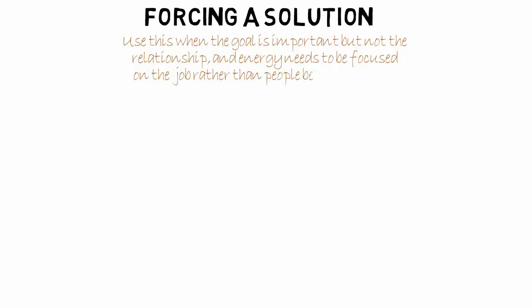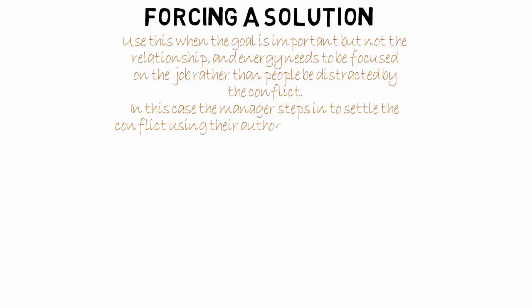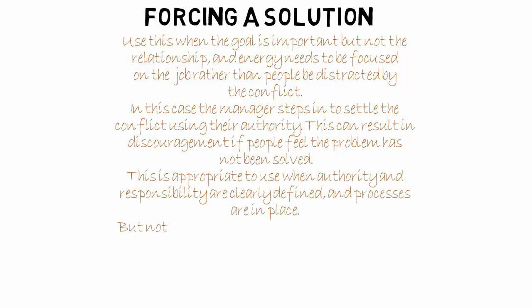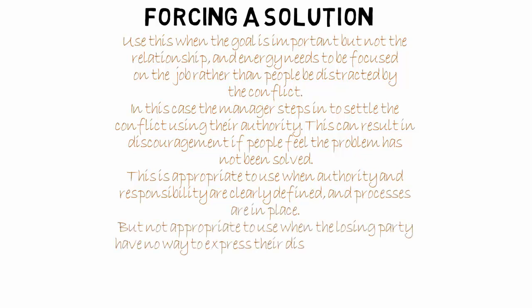Forcing a solution. Use this when the goal is important but not the relationship, and energy needs to be focused on the job rather than people being distracted by the conflict. In this case, the manager steps in to settle the conflict using their authority. This can result in discouragement if people feel the problem has not been solved. It's appropriate to use when authority and responsibility are clearly defined and processes are in place, but not so appropriate when the losing party has no way to express their dissatisfaction, so it could result in future disruption.